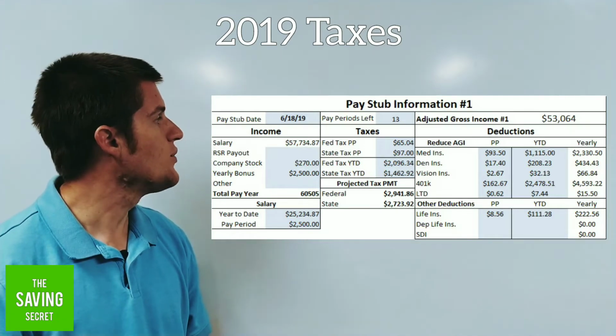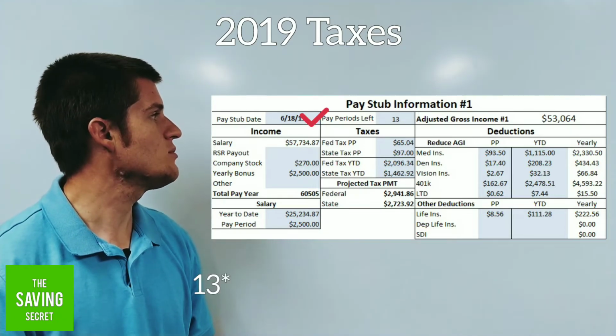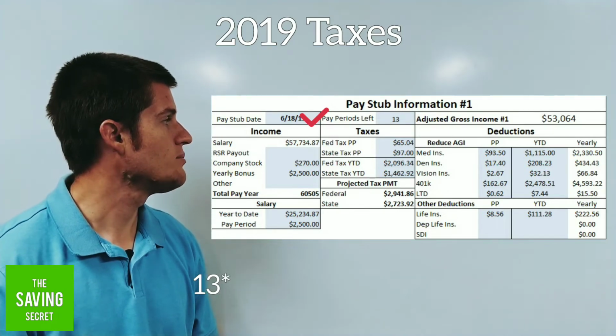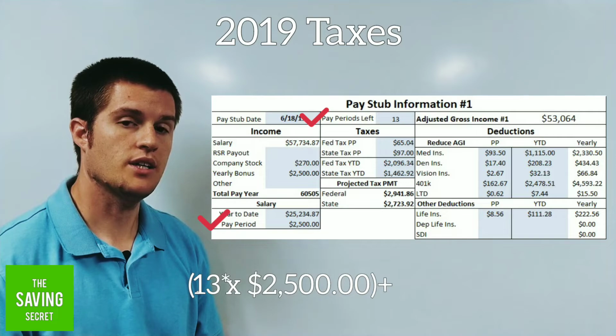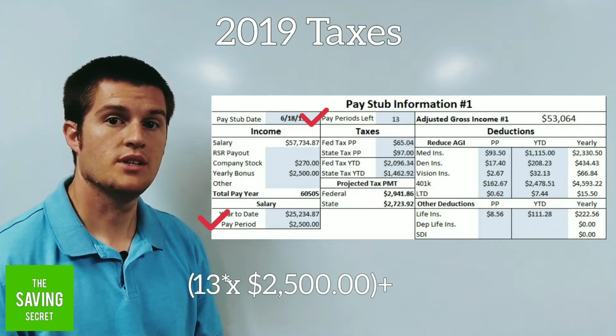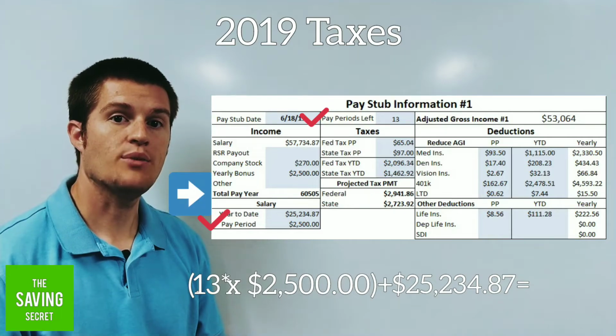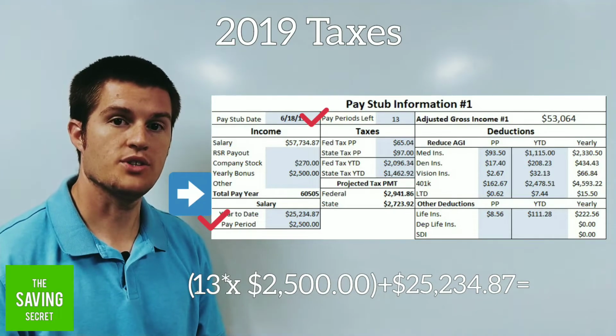If you know that you have 7 more pay periods for the year, and you're able to multiply that by the current pay period that you've received your income, and you add that to what you've made for the year, that would be your salary. So that's the first place to start.